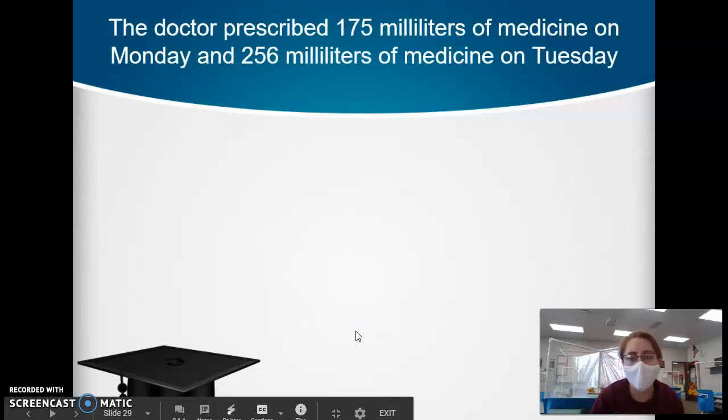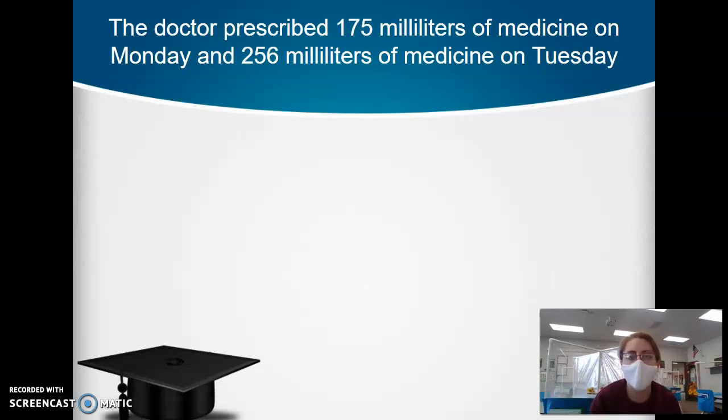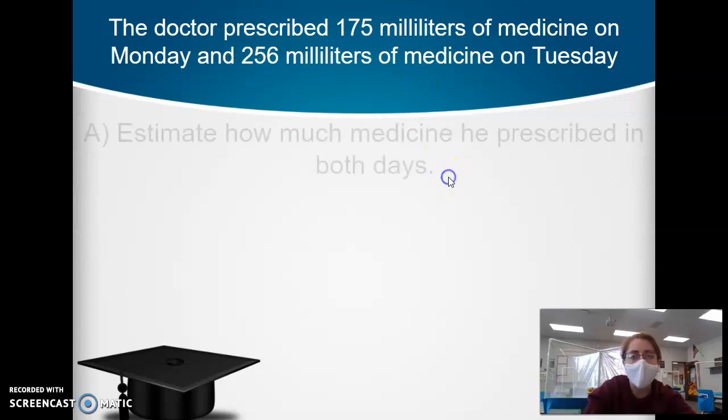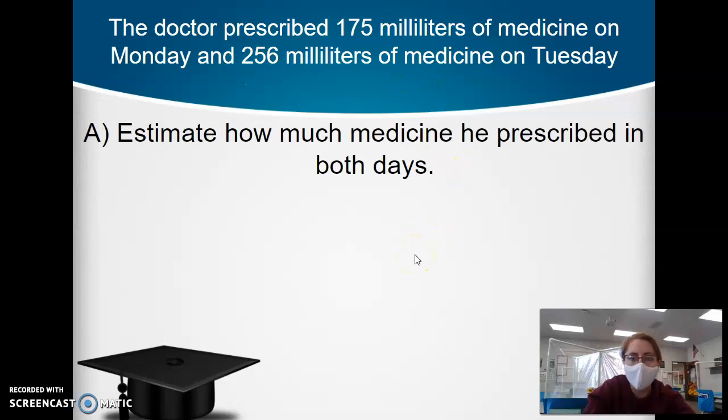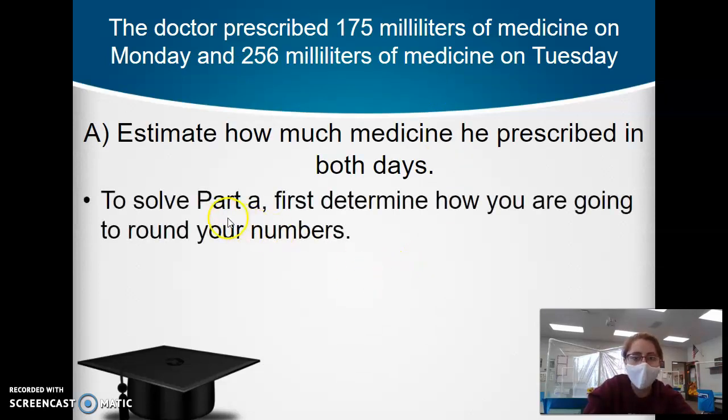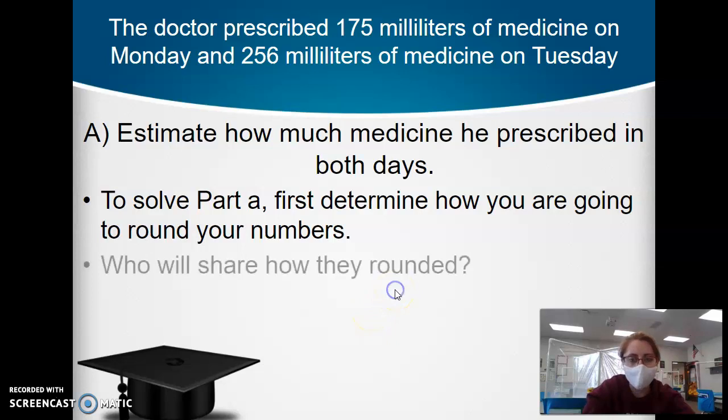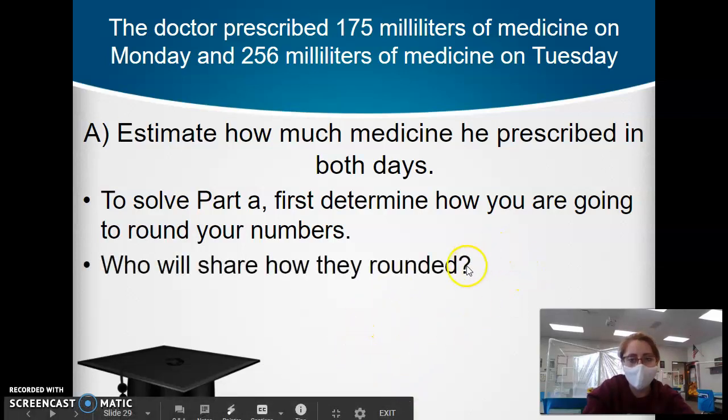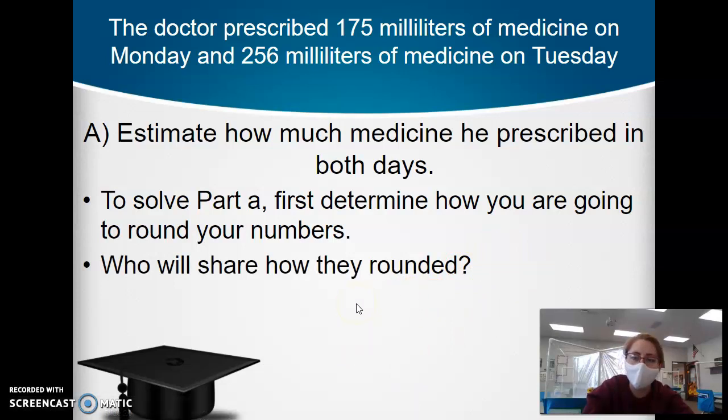All right, the doctor prescribed 175 milliliters of medicine on Monday and 256 milliliters of medicine on Tuesday. I know that 175 milliliters is an important number, so I would underline that. 256 milliliters is an important number, so I'd underline that. Estimate how much medicine he prescribed in both days. Determine how you are going to round your numbers. Do you want to round them to the nearest 10? Do you want to round them to the nearest 100? Which one is going to be more accurate? What do you think? And then talk about it. Why did you round to that?